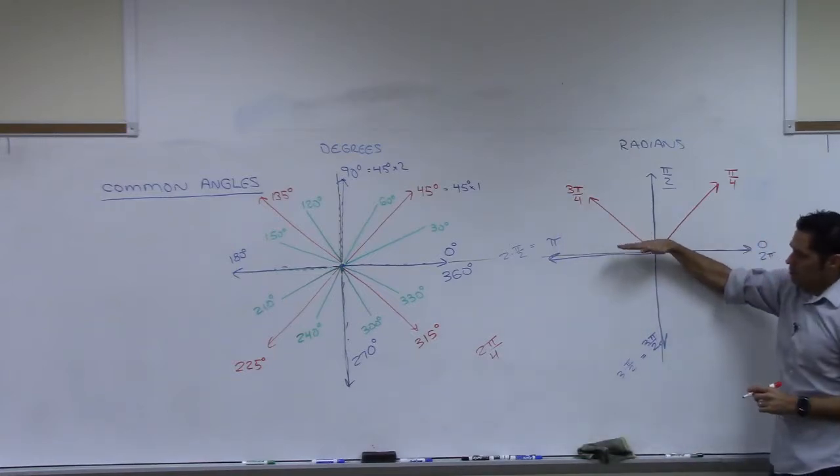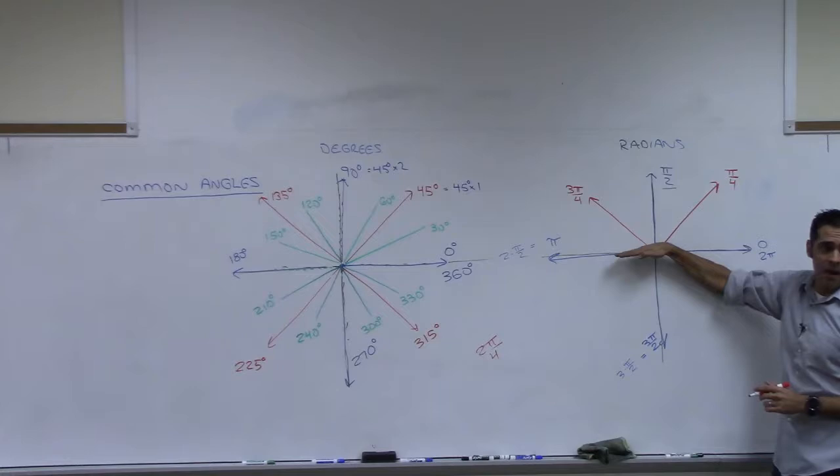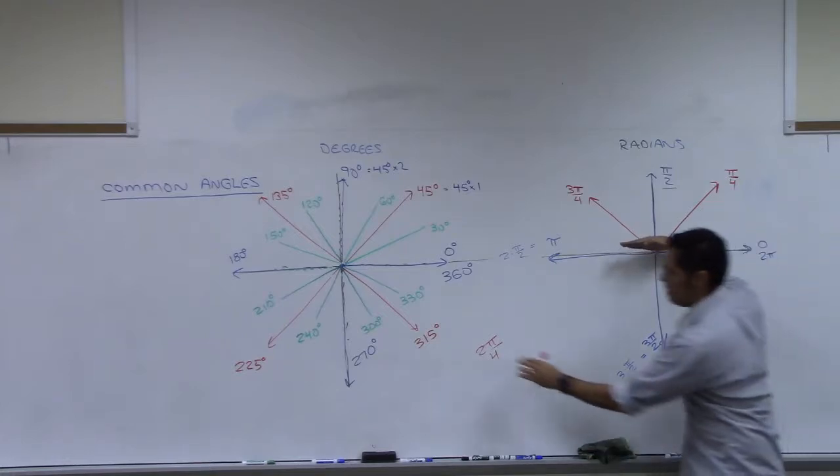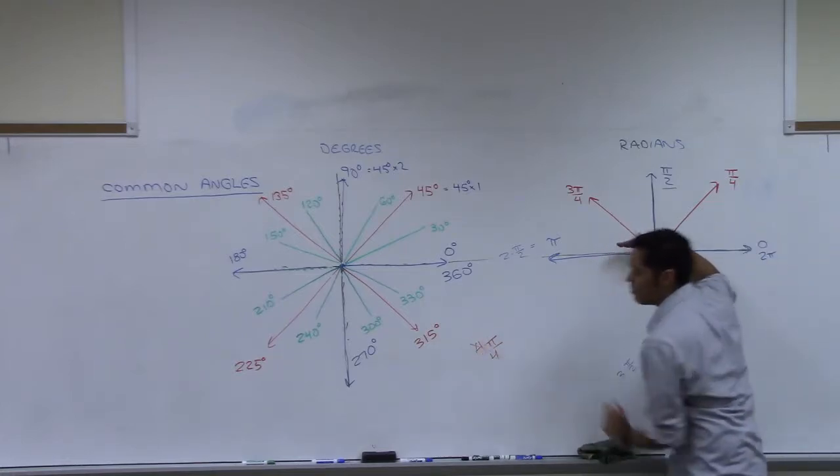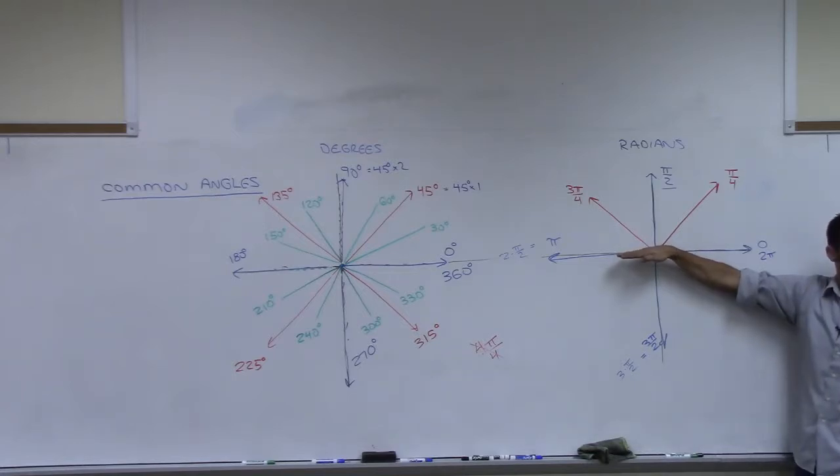Next one. 4 pi over 4. The 4's would cancel, right? If I had 4 pi over 4, the 4's would cancel. I'd just be at pi, which is where I am. So that's reassuring. Next one. 5 pi over 4.